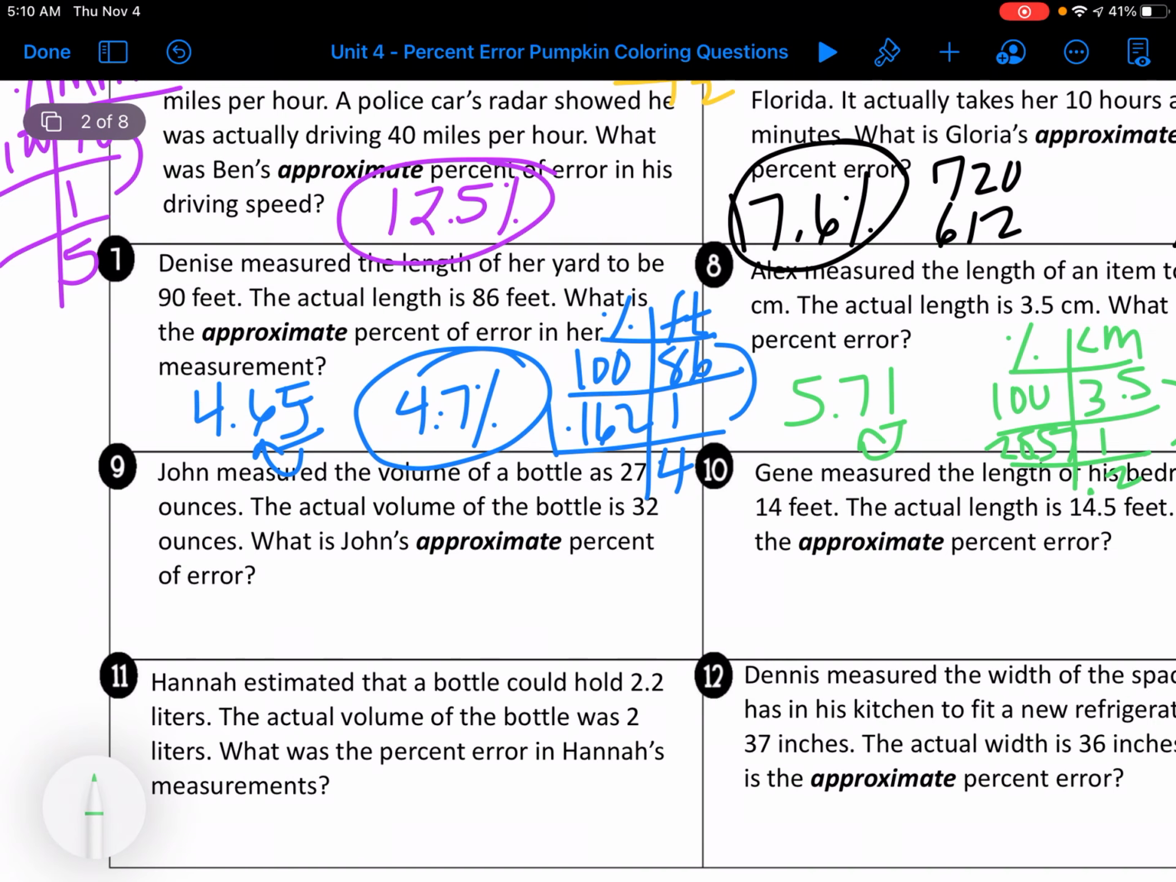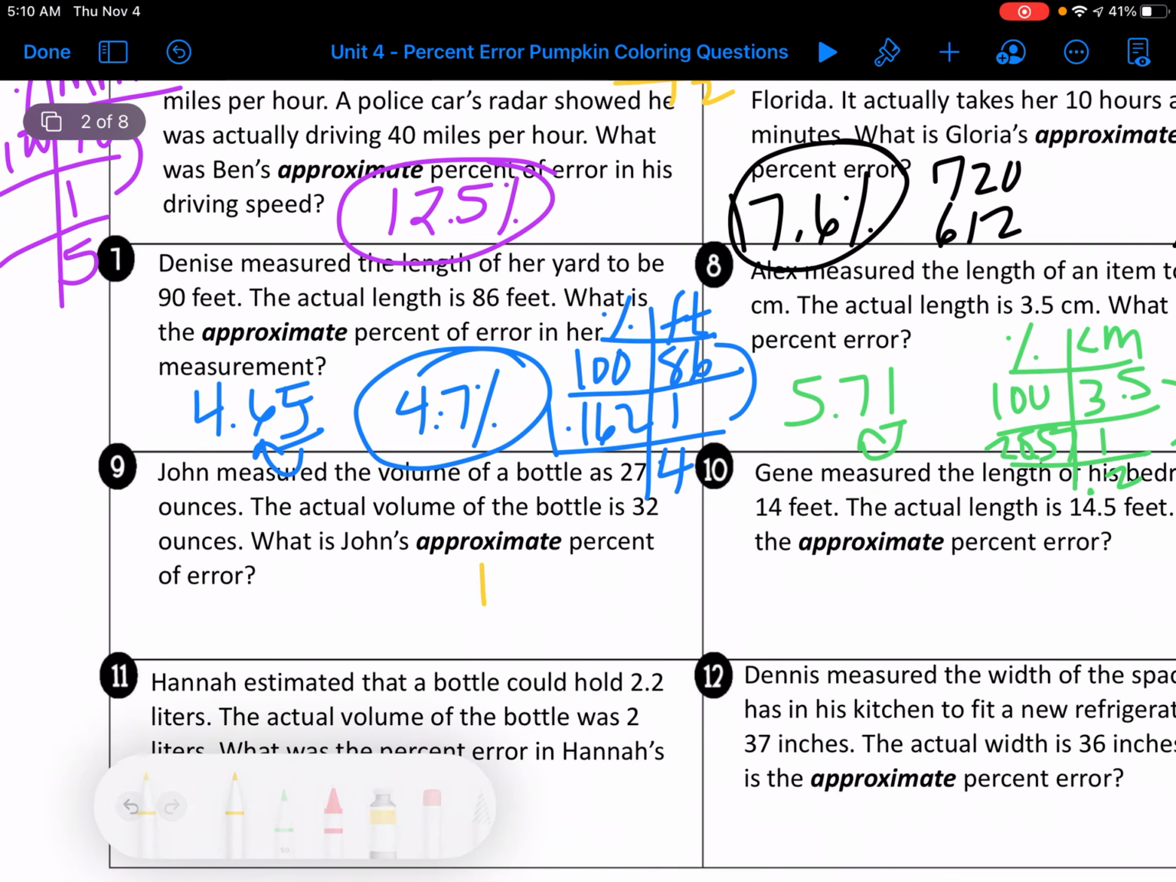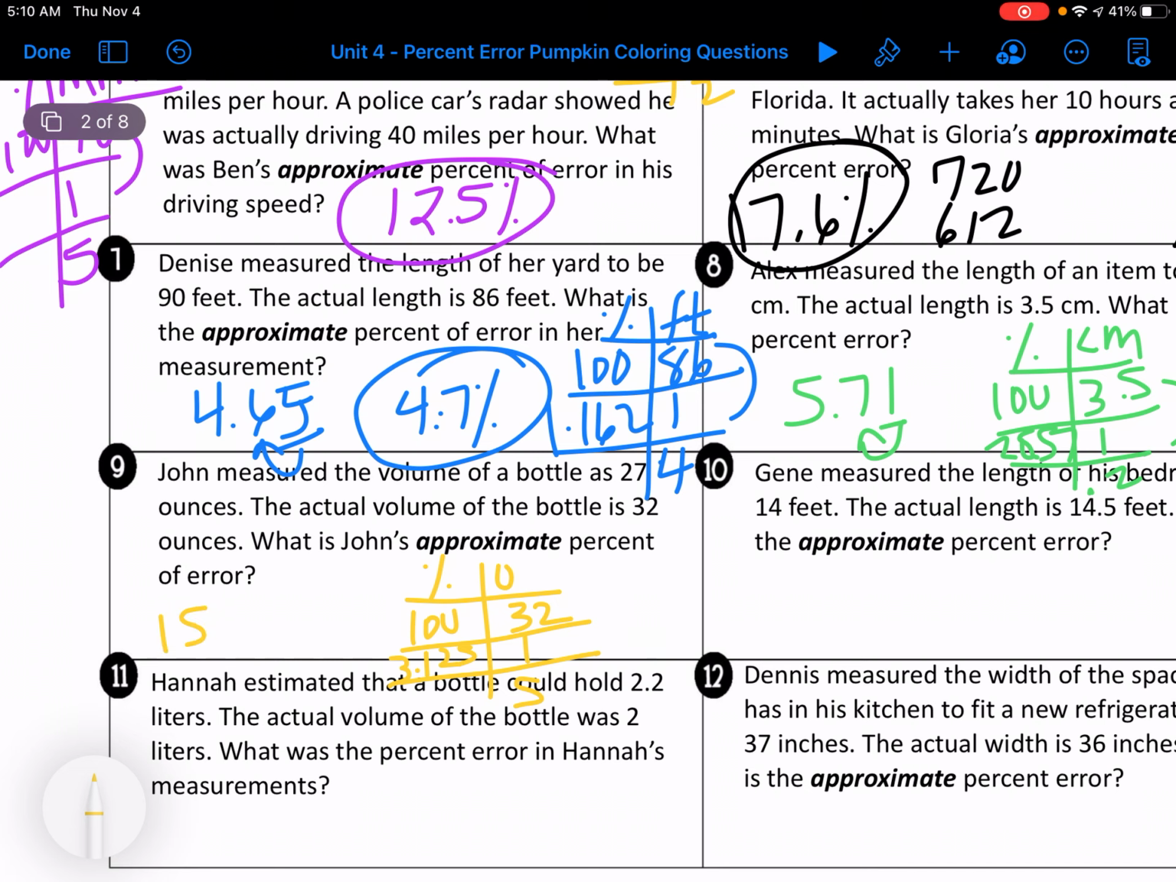John measured the volume of a bottle as 27 ounces. The actual volume is 32 ounces. So I know that 100% is 32. I know he was off by 5 ounces because 32 minus 27 is 5. I'm going to do 100 divided by 32, and I get 3.125. And then I'm going to multiply by 5, and I get 15.625. The 2 tells the 6 to stay the same, so it's 15.6%.